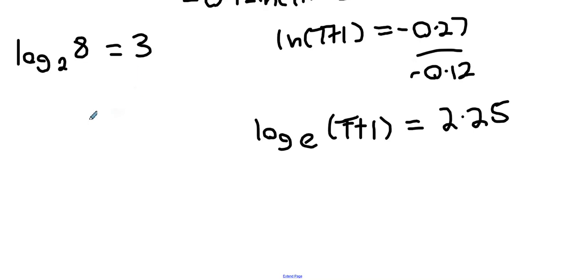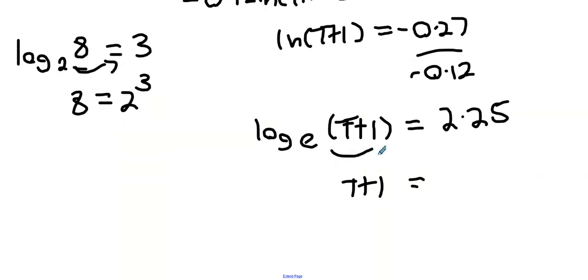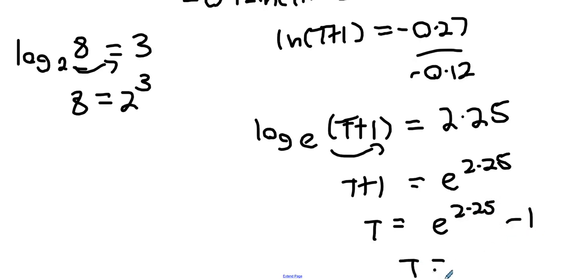Do you remember the movement? 3 equals log base 2 of 8, so 8 equals 2 to the power of 3. Let's do the same movement here. T plus 1 stays where it is, in the same way 8 stays where it was. The e, which is in the 2's position, what happens to it? 2.25. Then say T equals e to the power 2.25, take away 1. Put that in your calculator and let me know what you think it is.